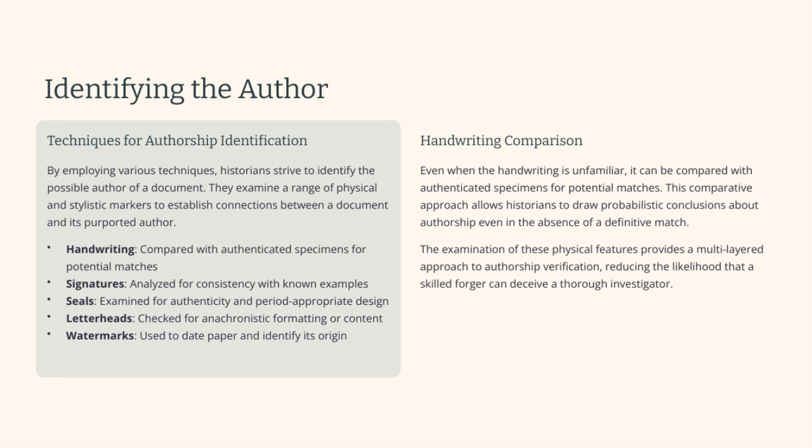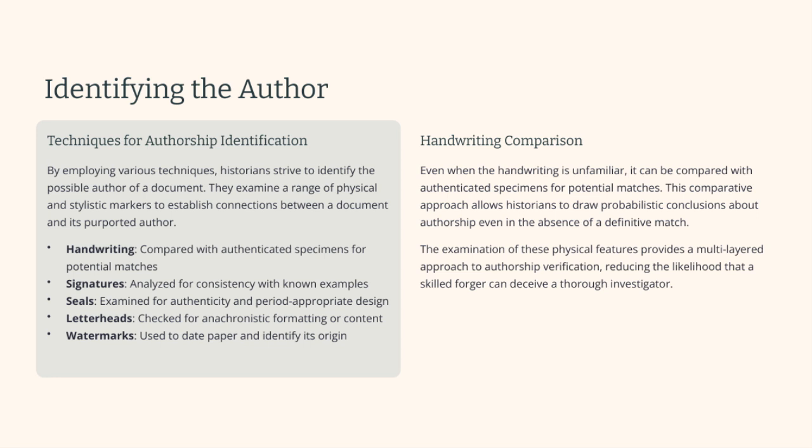By employing these various techniques, historians aim to identify the possible author of a document. They look at a wide range of physical and stylistic markers to establish connections between the document and its supposed creator. This thorough analysis helps us build a stronger case for authorship, even when the evidence isn't crystal clear at first glance.